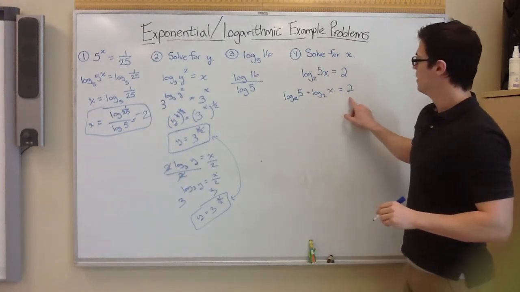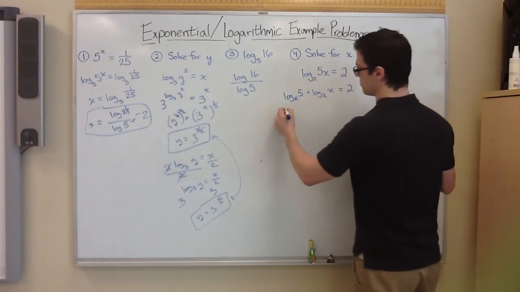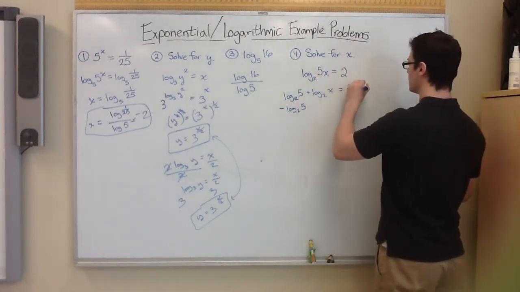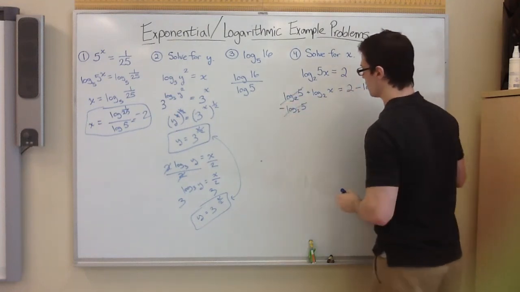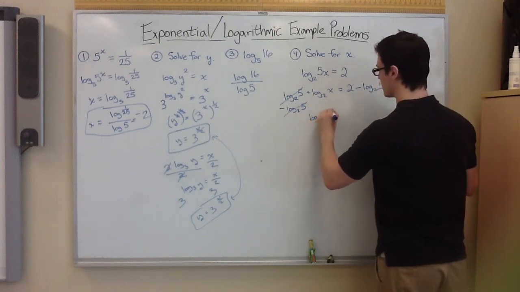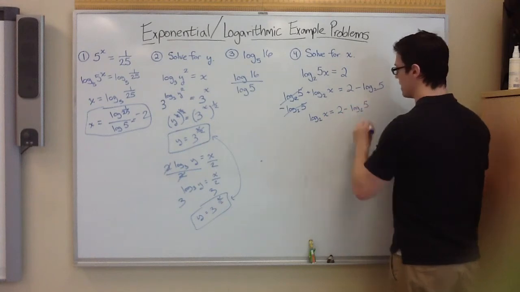Now, from here, we can get rid of this log base 2 of 5. So I'm going to subtract log base 2 of 5 from both sides. And that's gone. So now we have log base 2 of x equals 2 minus log base 2 of 5.